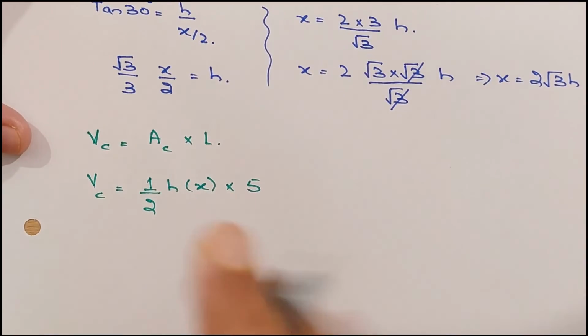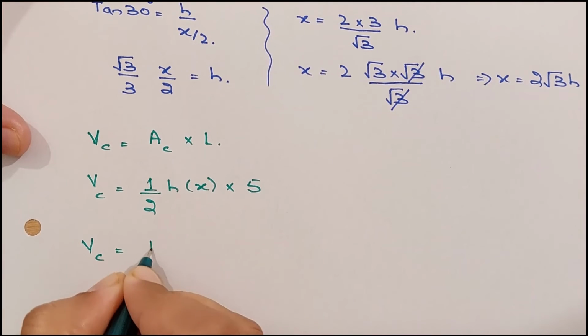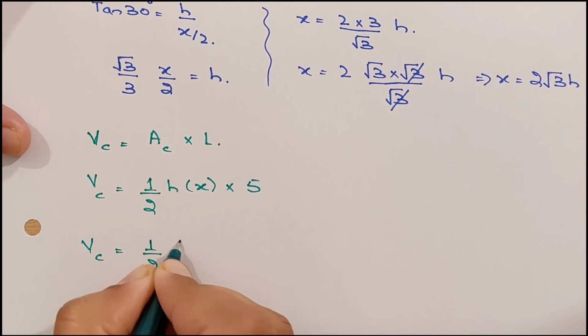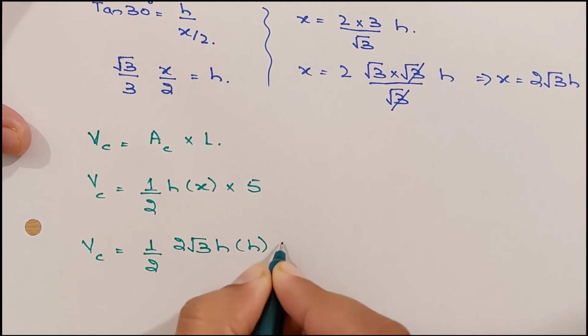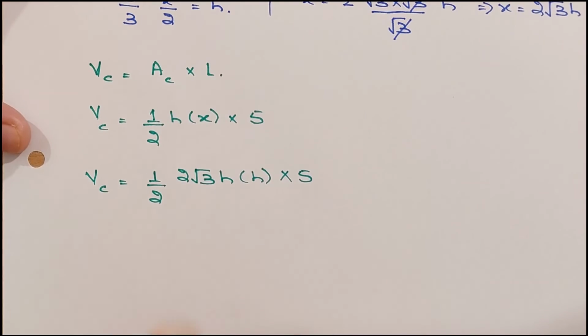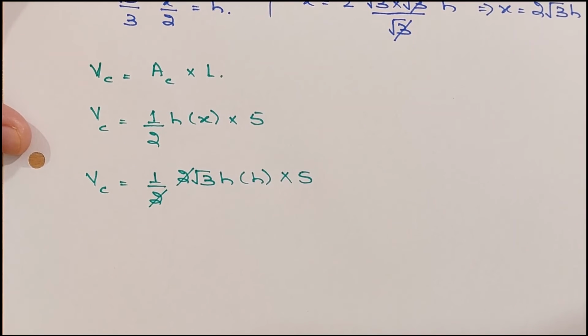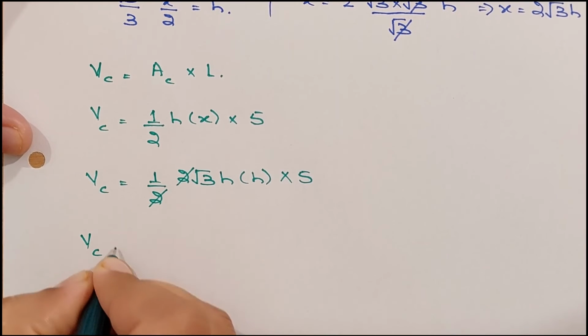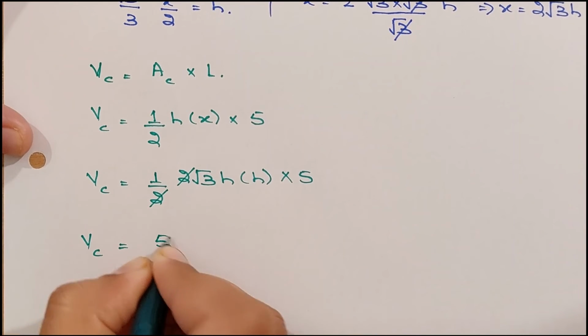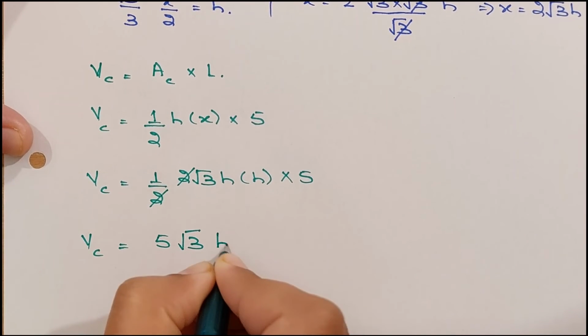So let me substitute the x value over here. Volume of the container is 1 by 2 times 2 square root of 3 h and h, times 5, right? So we can cancel the 2 and we have 5 square root of 3 h square. Volume of water in the container is 5 square root of 3 h square.